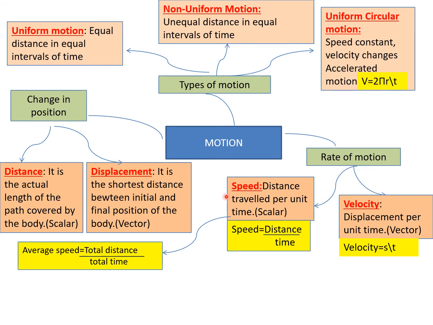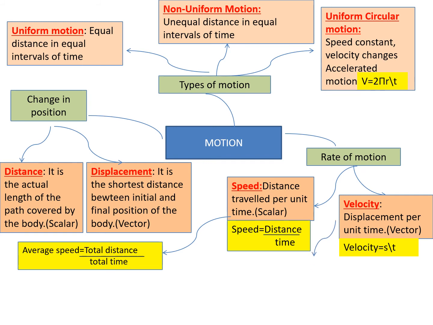See, average speed हमने पढ़ा था. When do we have to find out the average speed? When the body is not moving with uniform speed. So if you have non-uniform speed, and if they're asking you what is the average of the journey, then you have to calculate average speed, which is total distance upon total time. What's the formula of average speed? Total distance upon total time.